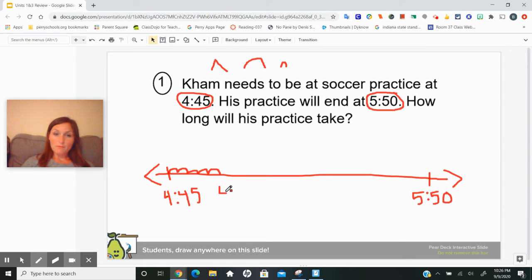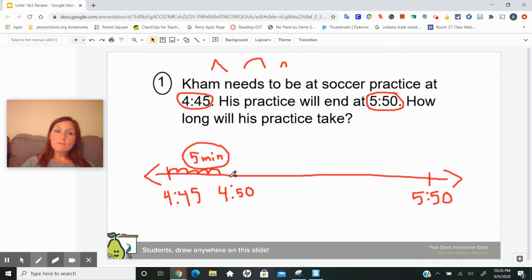So now I'm at 4:50, and I have 5 minutes here. So I'm going to make sure I label that. That's one of the things that we talked about was a good thing to have when we worked on elapsed time a while ago. And now since I'm at 4:50, I remember that if the minutes are the same, 50 and 50, I can count by hours. So I'm going to count by hours now.